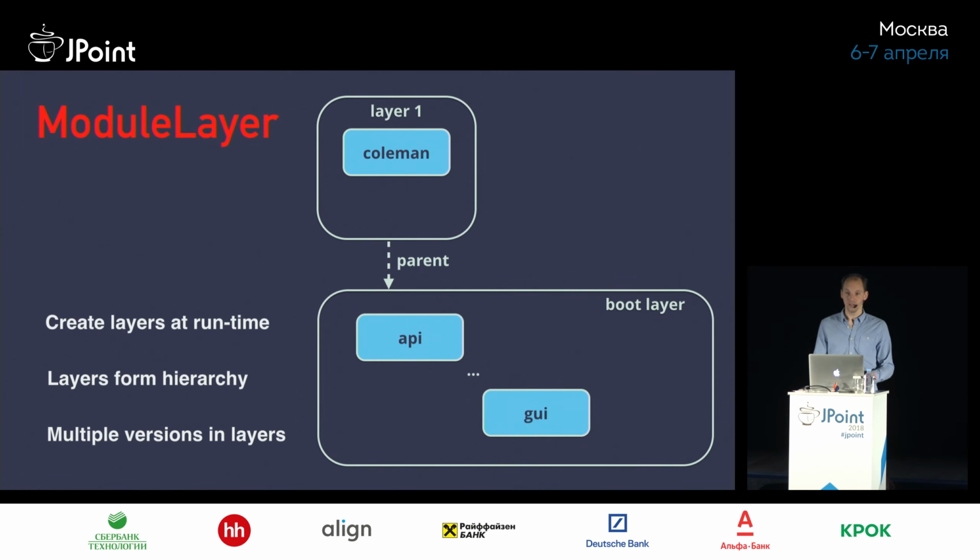And every layer needs to point to a parent layer. So this layer 1 points to the boot layer as the parent. And this parent relationship means that any dependencies of the Coleman module may be resolved within layer 1. But if something is not there in layer 1, then it will just try to find it in the boot layer. So there's delegation going on of module resolution. So in this case, we know that Coleman needs our API module, so it will resolve against the API module that lives in the boot layer.